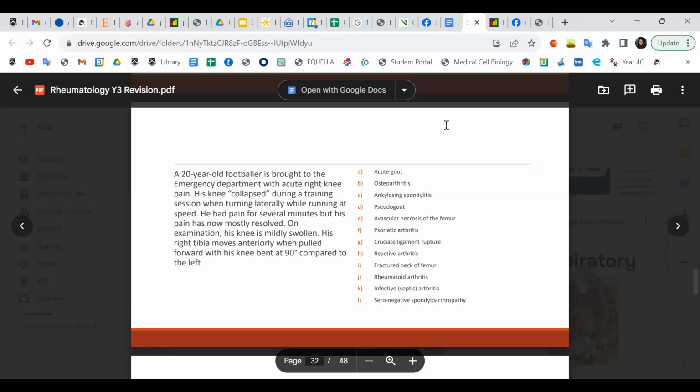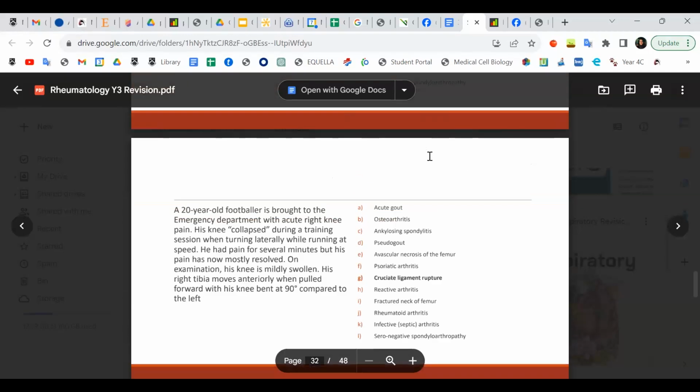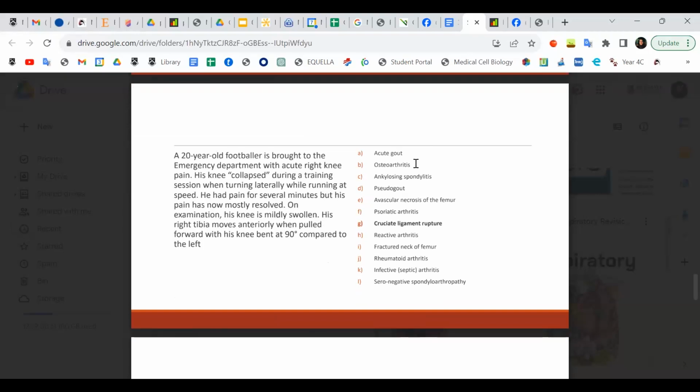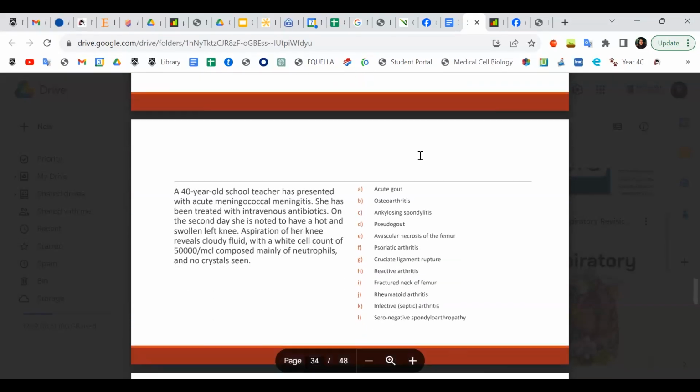So, knee swollen, right tibia moves anteriorly when pulled forward, the drawer test. His knee is bent at 90 degrees compared to the left. Some sort of injury. Yep, ACL rupture. Cool. Whenever you want me to stop. Cool.